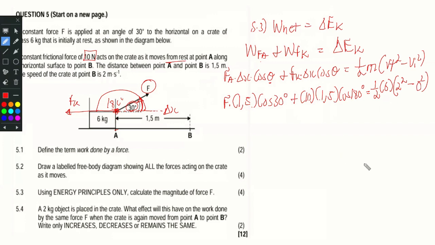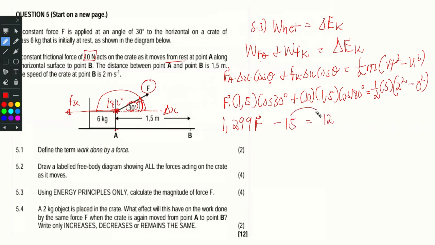So now at this point, you need the aid of your calculator. When I say 1.5 cos 30 degrees, this is going to give you 1.299 and then F. So let's keep it to 3 decimal places at least. And then 10 multiplied by 1.5 and then cos 180 degrees. So, okay, here we have negative 15, right? So the F that we are talking about is for the force applied. And then it's equal to what? Punch that half and then 6, and then 2 squared minus 0 squared, close bracket. And then this is going to give us 12.